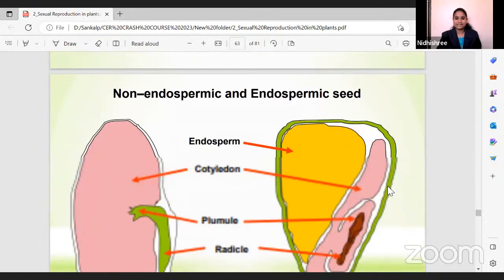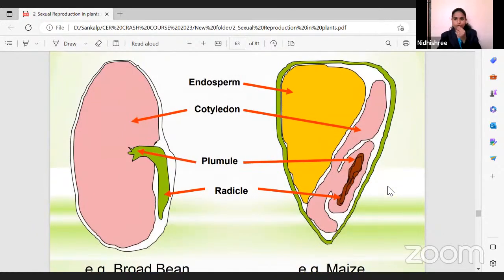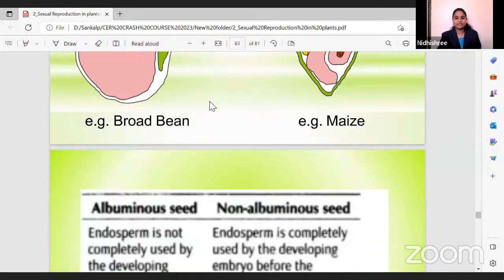Okay, see here the structural difference. In the endospermic or albuminous seed, there is an endosperm part. But in the non-albuminous or non-endospermic seed, you cannot see an endosperm. They have given maize and bean, right?